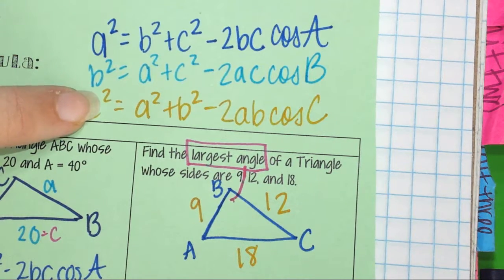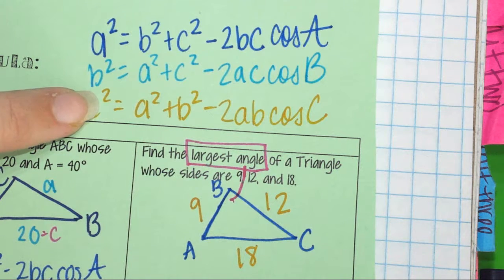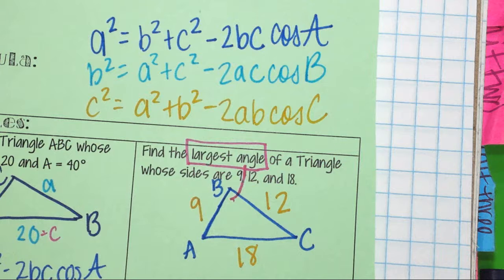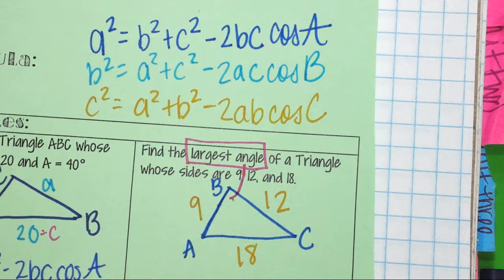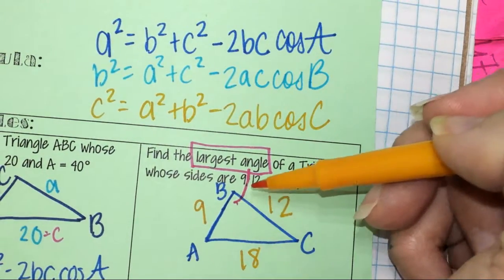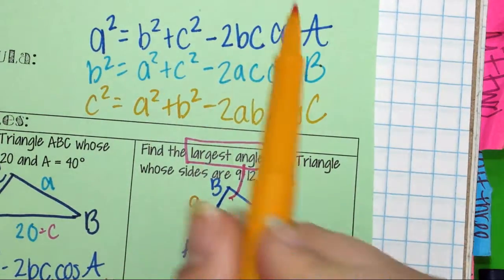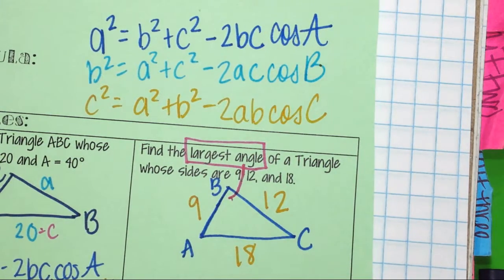So how would you know what formula to use when? It depends on what angle you're looking for or what side you're looking for. And the reason that we're doing the light blue this time is because we're looking for angle B. So that's why we created the new formula, so that we could find this angle and not have to manipulate anything here. We just use the other formula.